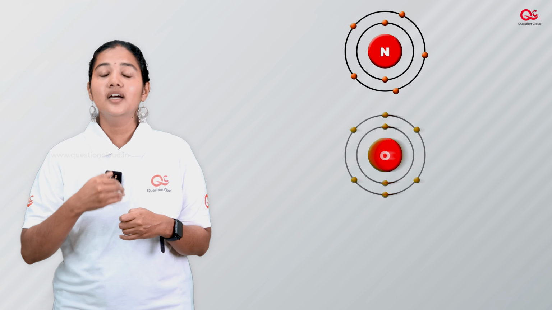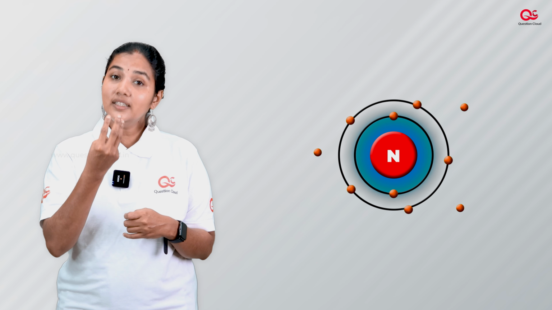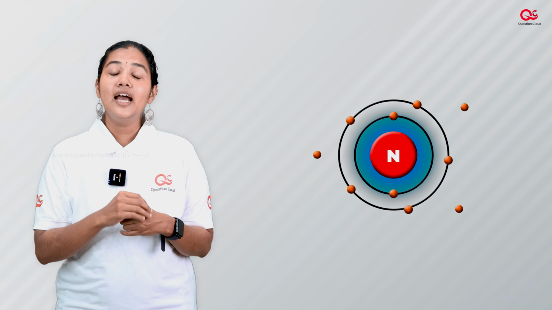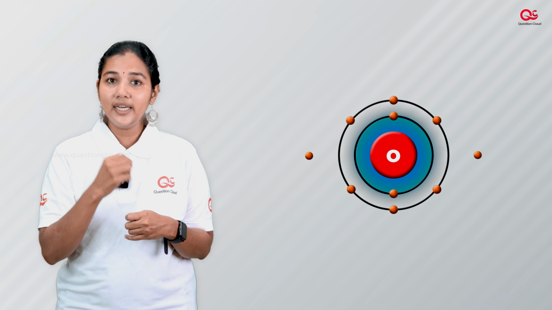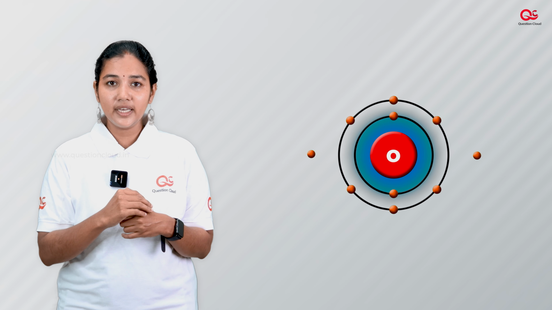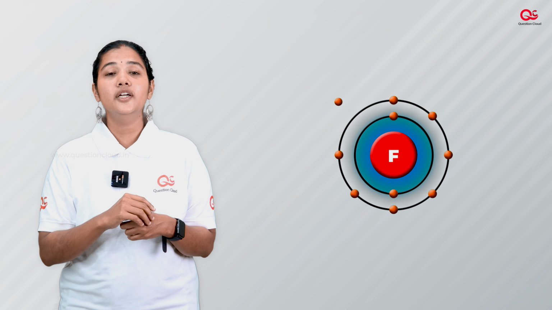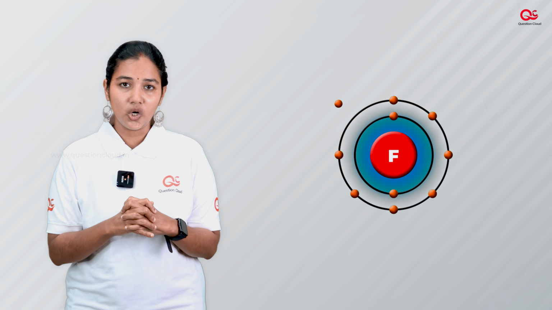Okay, so nitrogen, oxygen and fluorine. Nitrogen will acquire 3 electrons to obtain the stable noble gas configuration, and oxygen needs only 2 electrons to obtain the stable noble gas configuration, and fluorine needs only 1 electron to acquire the stable noble gas configuration.